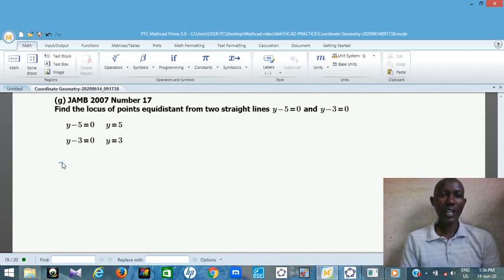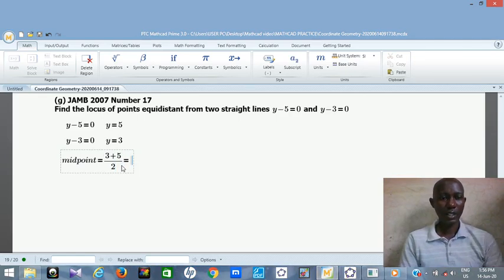We already know that x is not in this question, so x is 0. So the x coordinate is already 0. The answer will just be y, that is the midpoint you need. Just say midpoint. The midpoint will be equal to 3 plus 5 divided by 2. That is 8 divided by 2, which is 4. So that is the answer.